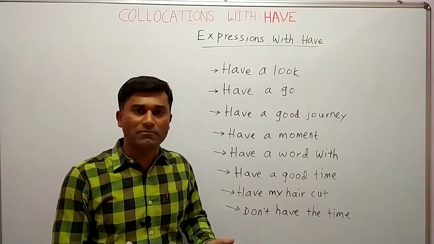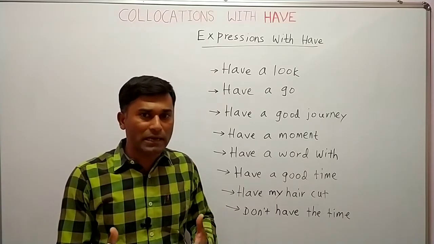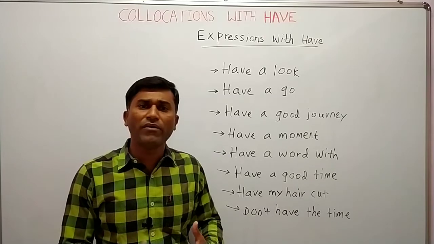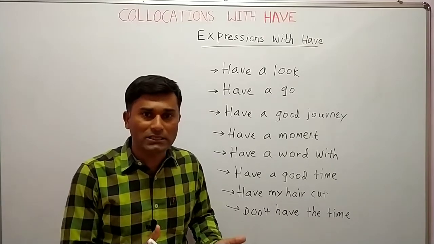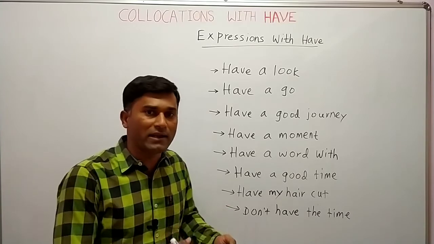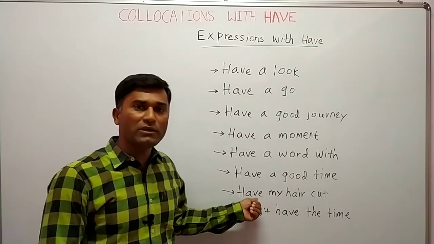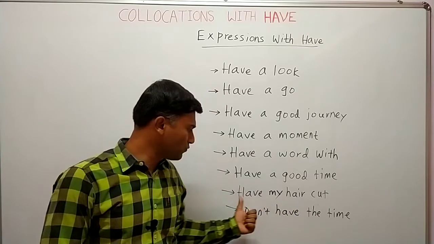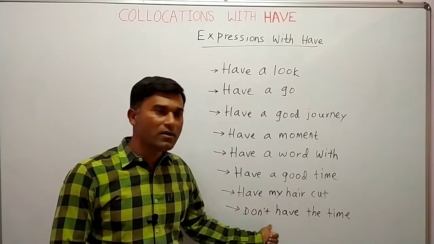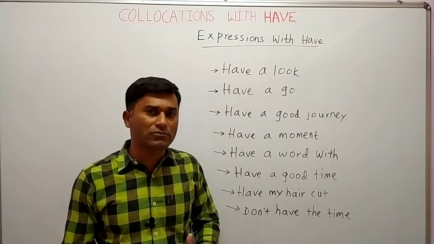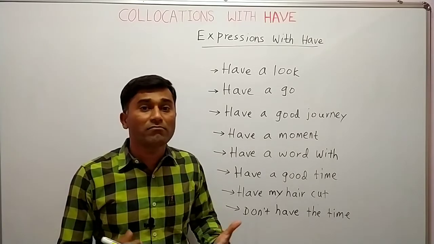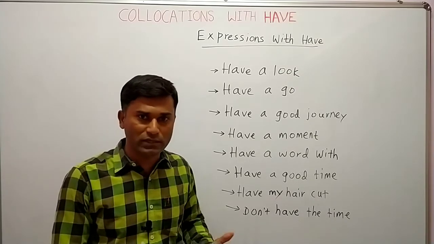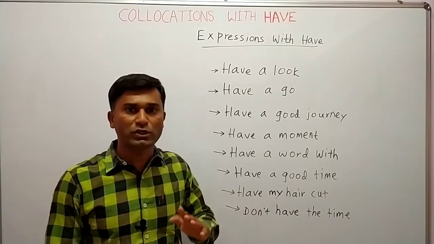Next is have a good time. So when you say have a good time, you mean we have fun. You mean we enjoy. For example, you say, we always have a good time in our English lessons. It means we enjoy them. We have fun in English lessons. Next, I'm going to have my haircut. See you later. So with this expression haircut, we use have. Next is don't have the time. So if you do not have time, for example, you can say, I want to learn mathematics, but I don't have the time. So if you are unable to find time for that thing, you say I don't have the time. So these are the expressions with have.